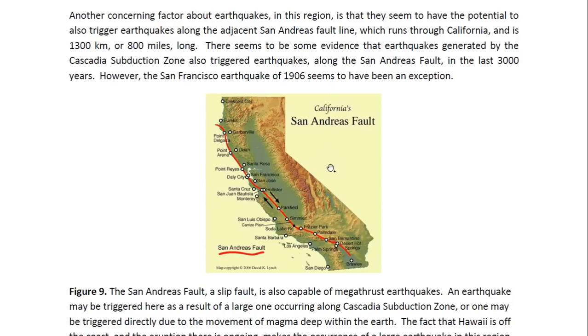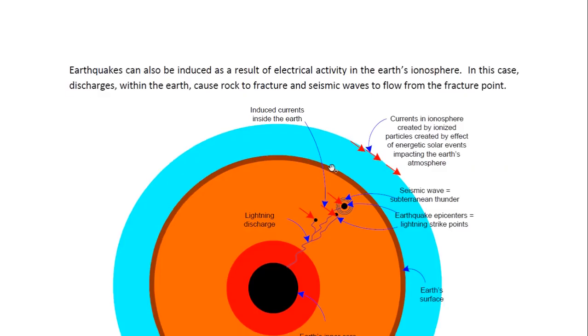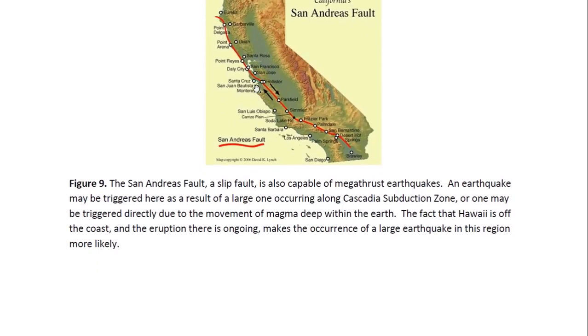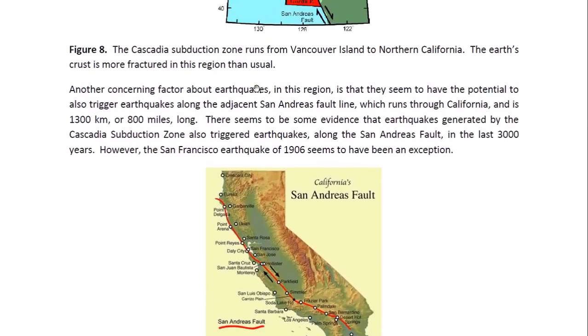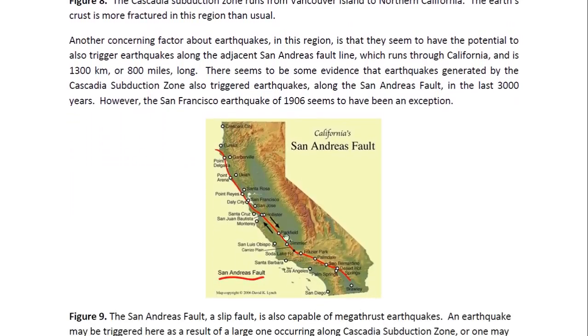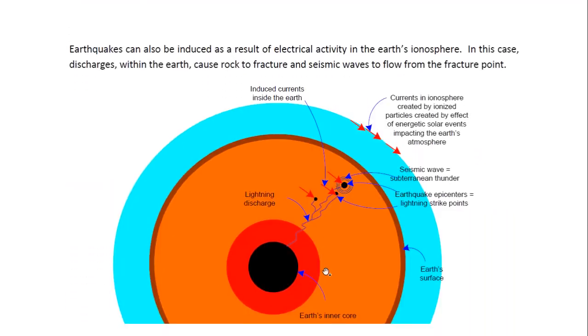However, the San Francisco earthquake of 1906 seems to have been an exception. And so here we see the San Andreas also. We could get a large earthquake along here as well. It could be induced from the Cascadia subduction zone earthquake if one occurs there. And it is, however, possible that we will just get an earthquake here by itself.